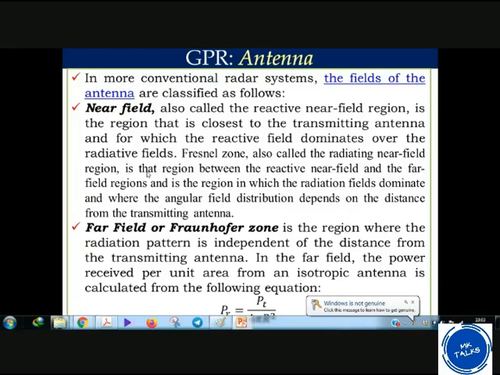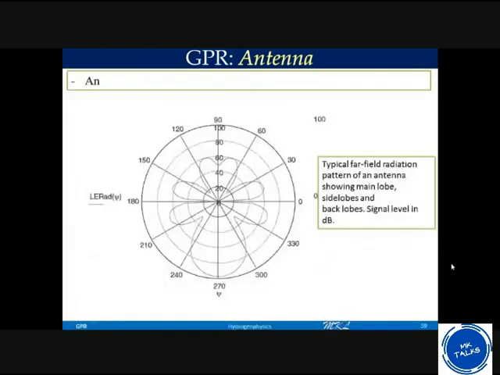The far field condition is called the Fraunhofer zone, the region where the radiation pattern is independent of the distance from the transmitting antenna. In the far field, the power received per antenna from the isotropic antenna is calculated as PT, the total power, divided by the total surface area. It's a spherical consideration we are taking. When the beam radiates from the antenna, it propagates in a spherical manner. So this works this way. This is the azimuth, and these types of curves are given.